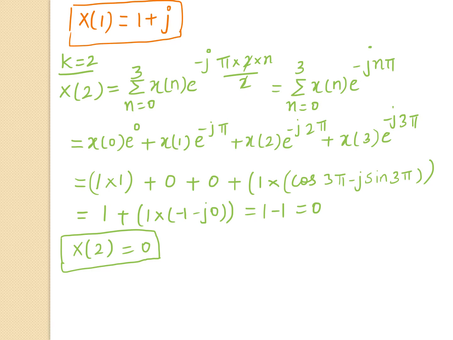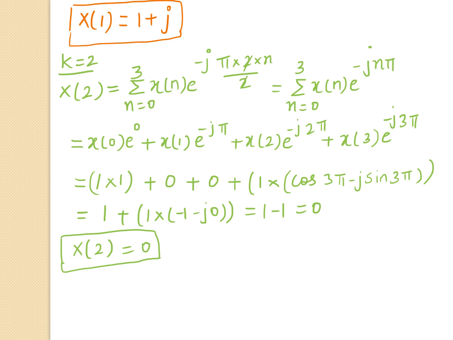So 0 plus x of 3, the value is 1, into e power minus j 3 pi can be written as cos 3 pi minus j sin 3 pi. So cos 3 pi value is minus 1 and sin 3 pi the value is 0. Upon simplifying this expression, we'll be getting this 1 into 1 becomes 1 plus 1 into minus 1. So 1 into minus 1 will be getting minus 1. So 1 minus 1, 0. The net value is 0. So our x of 2 becomes 0.